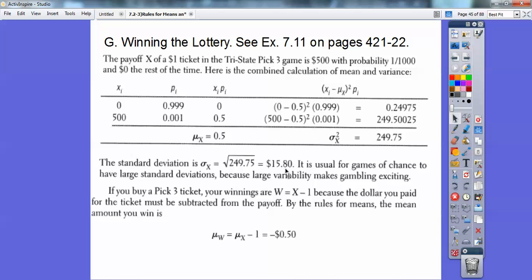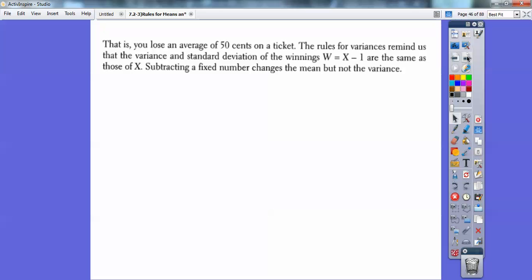If you buy a Pick 3 ticket, your winnings W are X minus 1, because the dollar you paid for the ticket must be subtracted from the payoff. By the rules for the means, the mean amount that you win, mu of W, is mu of X minus 1. Remember my mu of X is right here, the 0.5. 0.5 minus 1 is negative 0.5, so by the law of large numbers, you lose 50 cents every time you play that game. The large standard deviation makes it exciting and makes you want to play more. So you lose an average of 50 cents on a ticket.